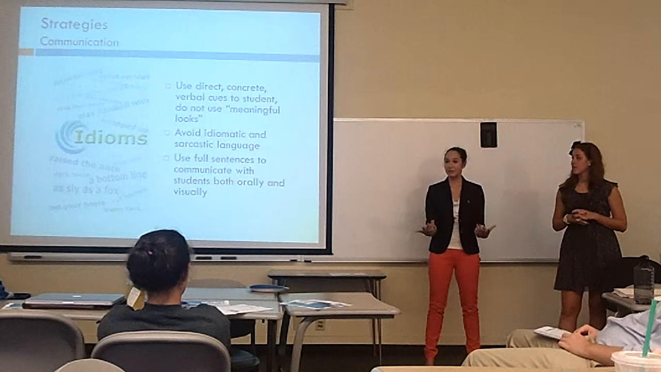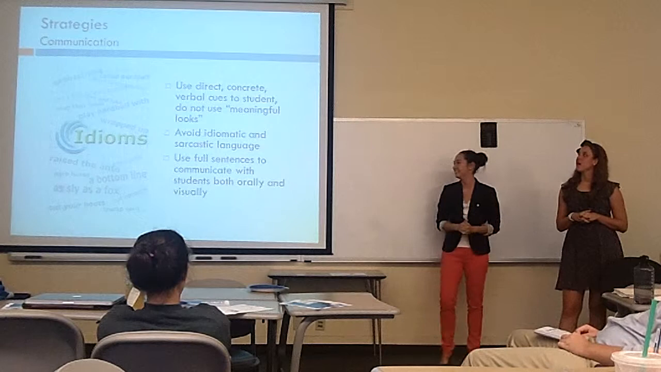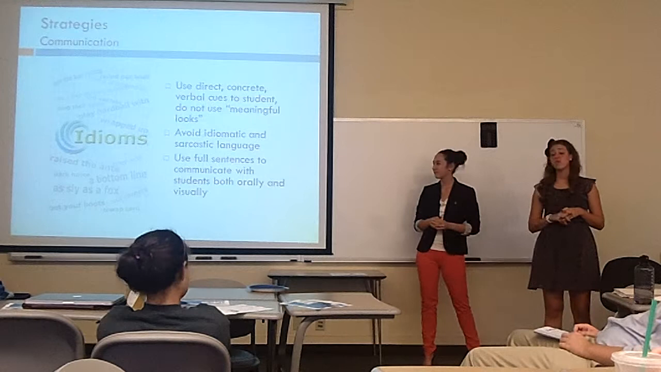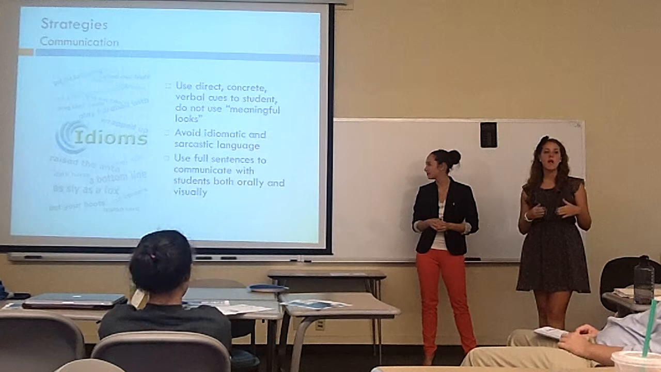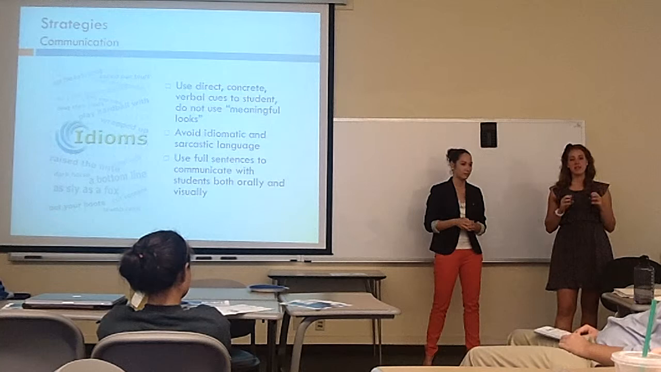Another important idea for communication with autistic students is that it's really important to use full sentences to communicate with them, both orally and visually. The need to make complete thoughts is really important for them to be able to fully understand and comprehend the information you're presenting to them. Lots of times in classes we use bullet points, but with bullet points they will not be able to get the full idea of what is being said. So using full sentences is really important to help them.